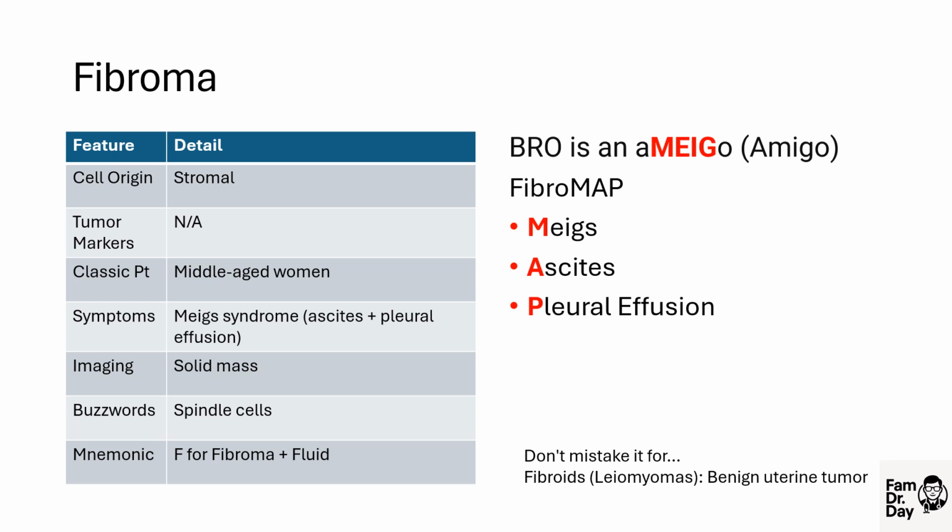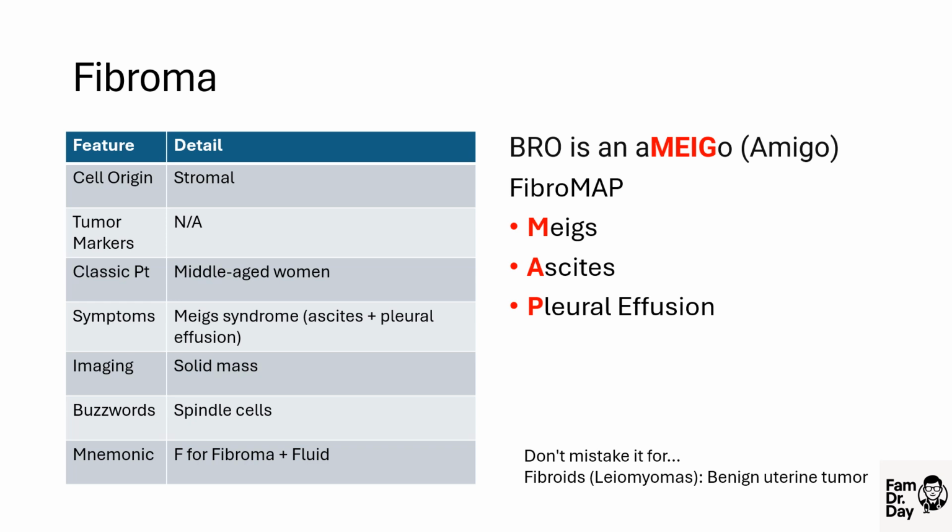Ovarian fibromas come from stromal cells, not epithelial or germ cells. The classic patient is a middle-aged woman who comes in with Meigs syndrome. That's ascites plus pleural effusion with your fibroma, a solid mass. Imaging will confirm that solid mass, and the buzzword is spindle cells on histology. A great memory hack is F for fibroma plus fluid.